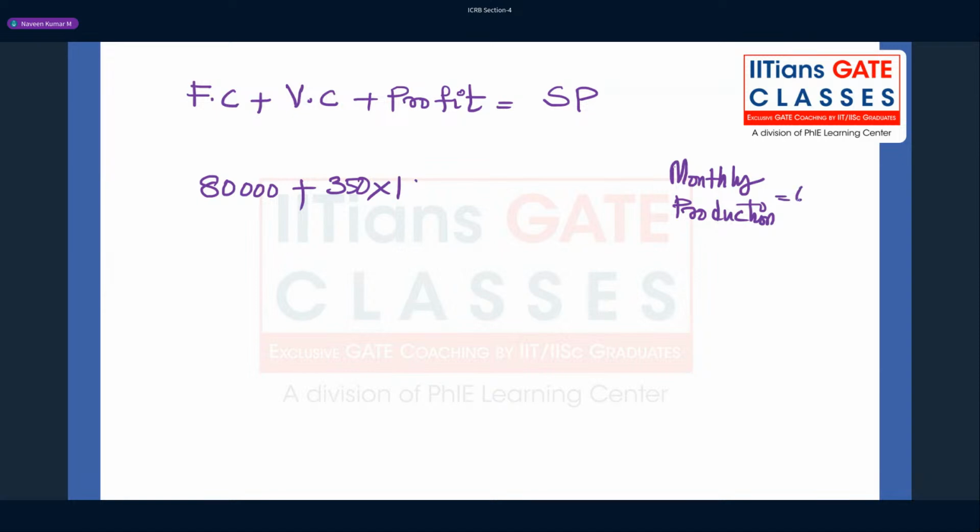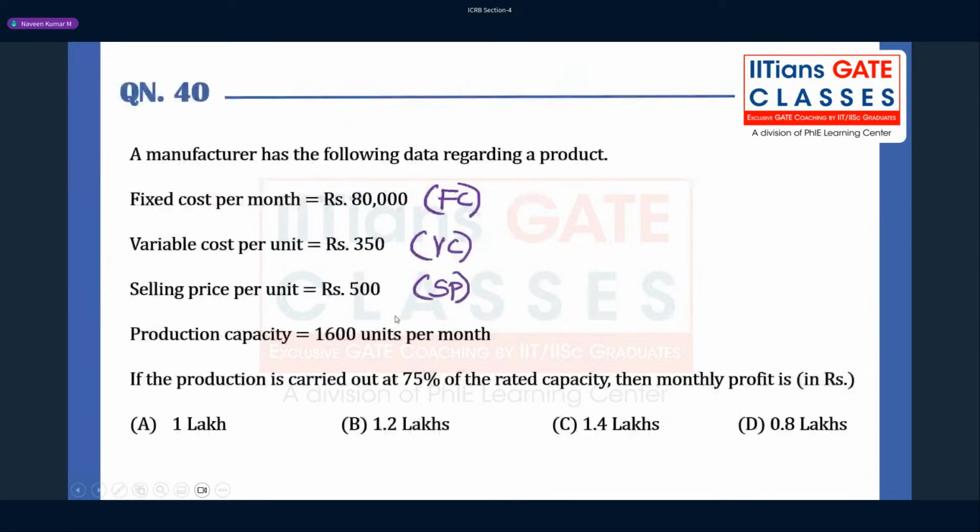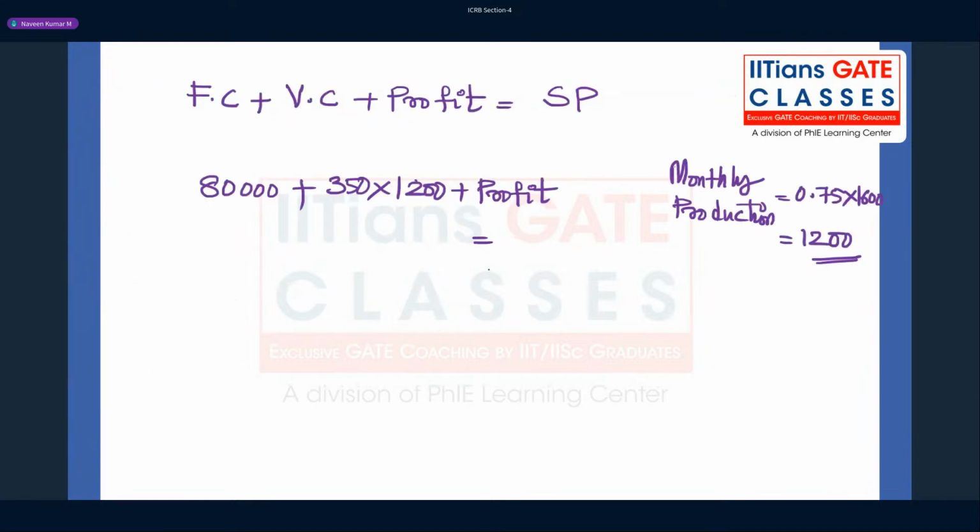is equal to 0.75 into 1600. That is 3 by 4, 3 by 4 of 1600 is 1200. That's it. Now 1200 should be used. Plus profit is equal to selling price. What is selling price per unit? 500 rupees you are selling, right? So 500 rupees into 1200. Now you have to find the profit. You can just calculate the value. You'll get the value of 1 lakh. Simple.